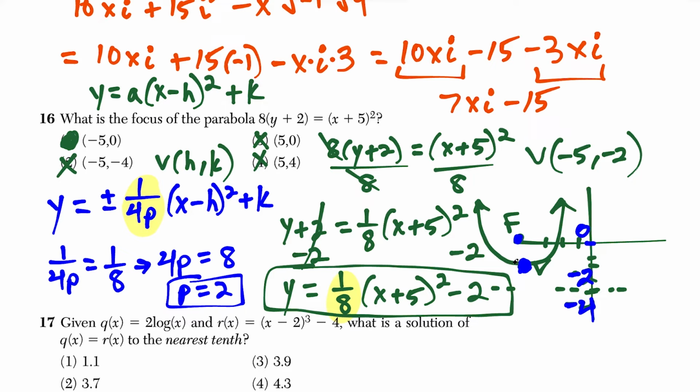Using that p value, our focus is going to be here up 2 units, which puts the focus at the location over here at -5, 0. Okay, and then over here for the directrix, it's 2 units below y equals -2. So the directrix equation would be y equals -4. But either way, we're getting choice 1.